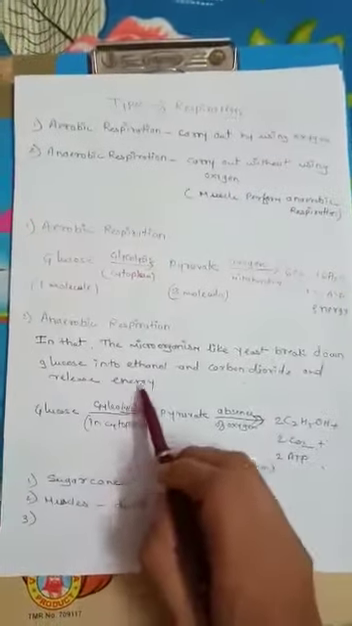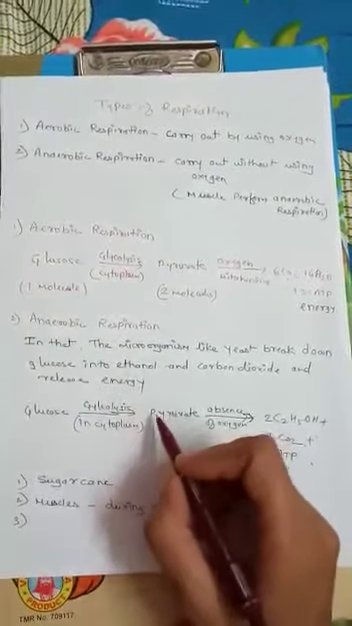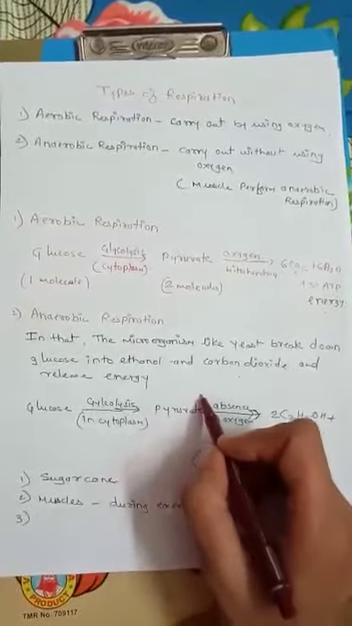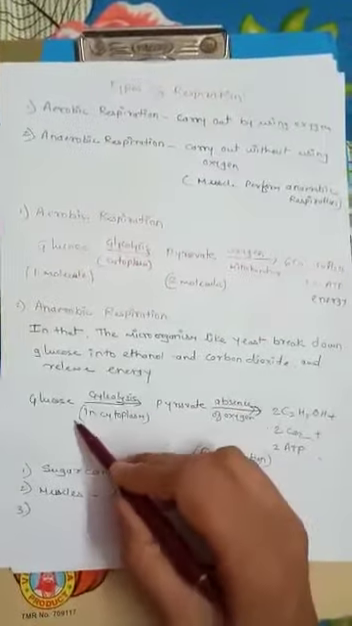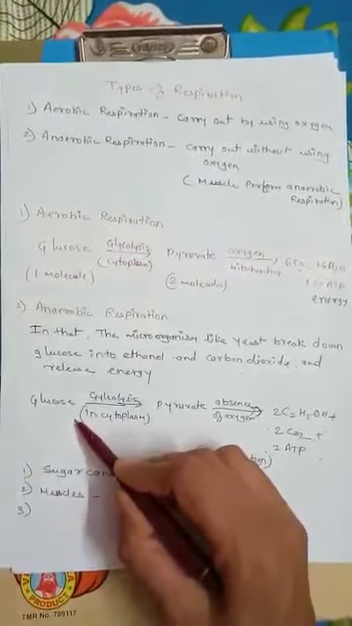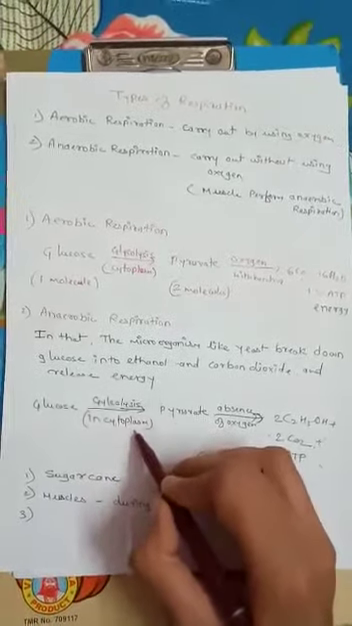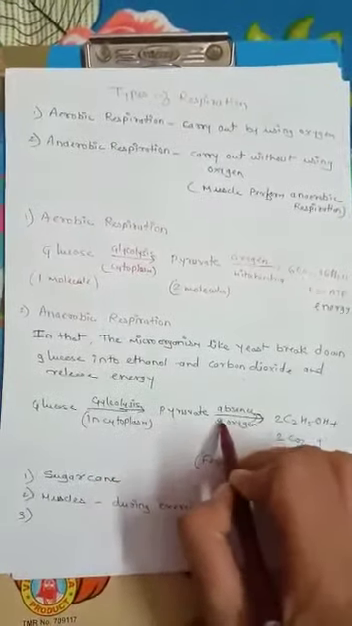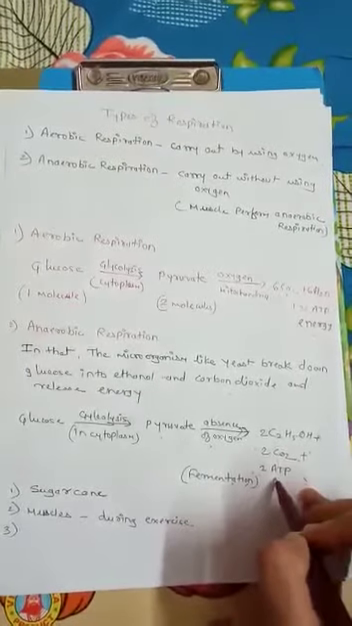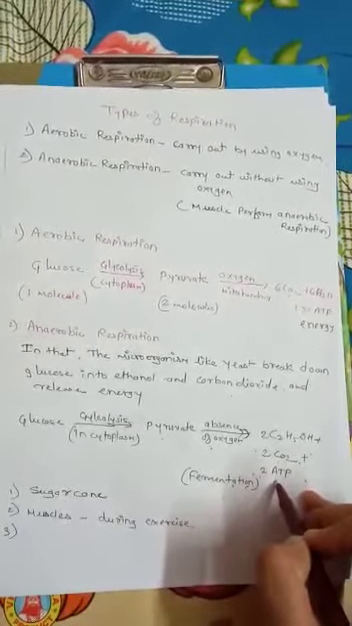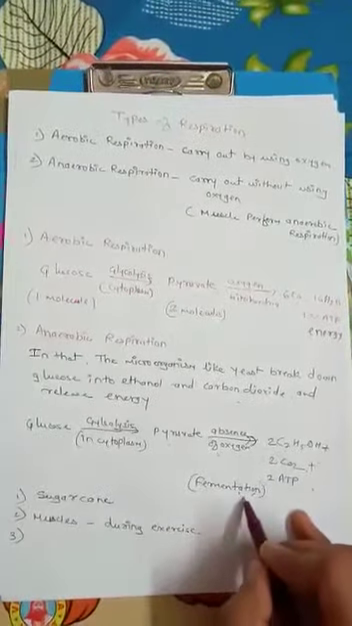Anaerobic respiration means absence of oxygen. In that, microorganisms like yeast break down glucose into ethanol and carbon dioxide and release energy. The reaction is like this: glucose is converted into pyruvate, again by glycolysis, performed in the cytoplasm. In the absence of oxygen we get ethanol and CO2 and only 2 molecules of ATP. That process is also called fermentation.